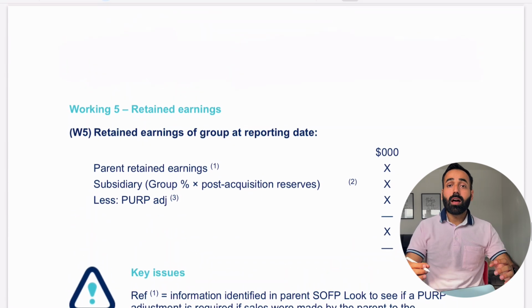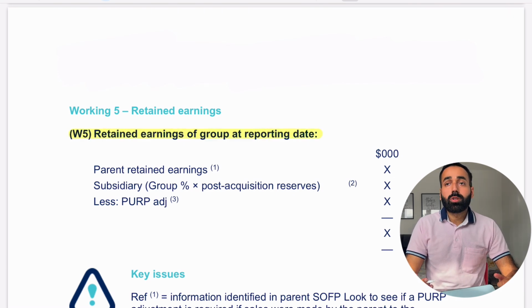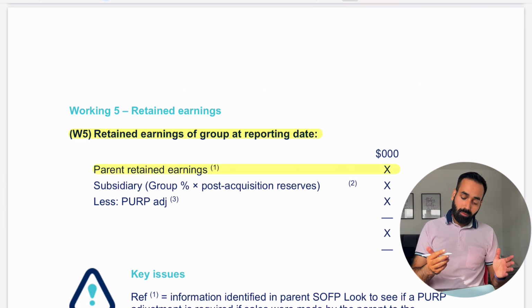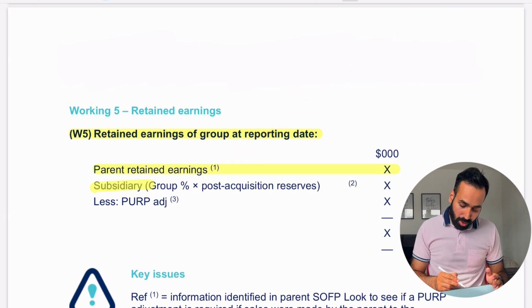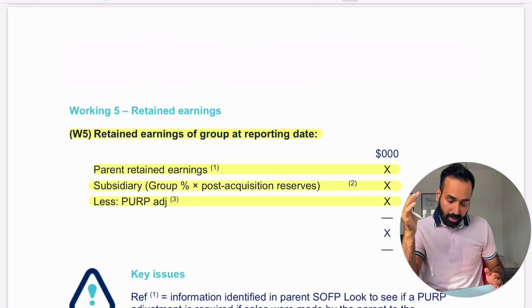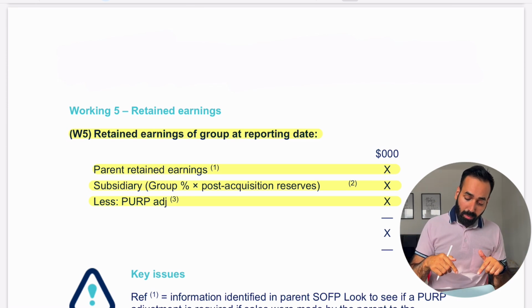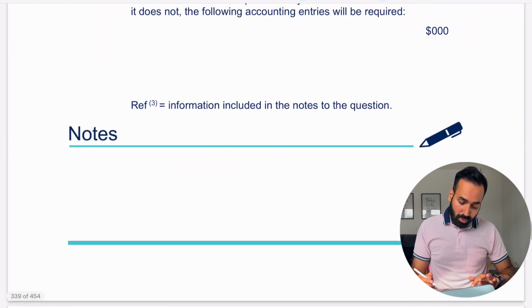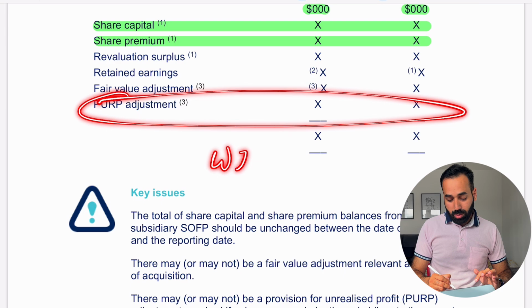And here we go. This is the last working that you need to know, so note it down. The last working is about your retained earnings. We will be looking at the parent's reserves, or group's reserve, at this date. First of all, parent retained earning, which you will get from the parent's statement of financial position, the SOFP. Then you add your subsidiary, and finally you have to subtract any provision for unrealized profits. Remember, if the parent is selling any goods, that will be subtracted in working five, and if the subsidiary is selling any goods, that will be subtracted in your working two.